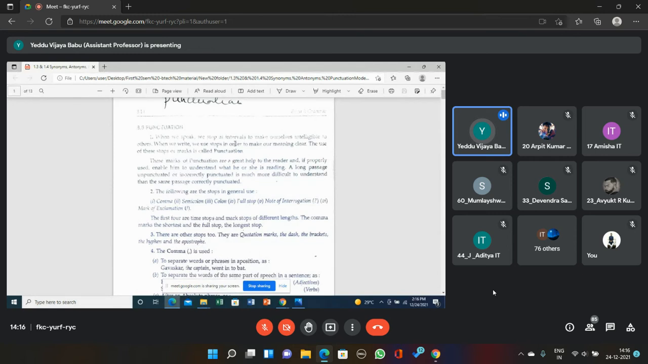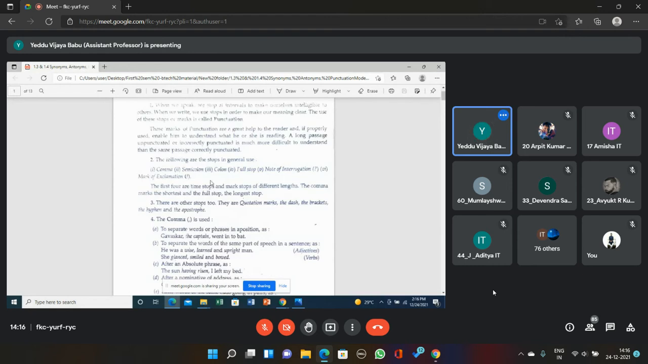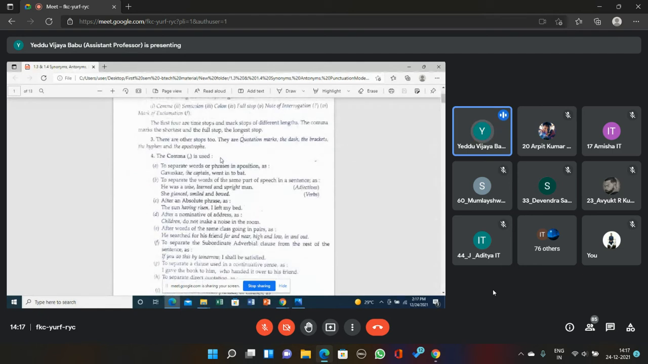Of course, I'll send you the complete material, a scan copy. So here, the use of comma, similarly semicolon, colon, full stop, note of interrogation, exclamation. When do we use these things that we can categorize? For example, one I can read out. The simple remaining ones you can read and understand.